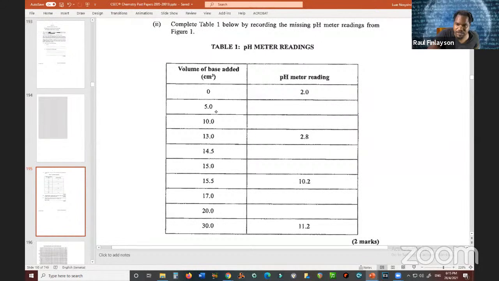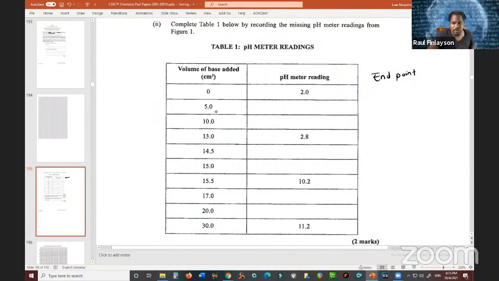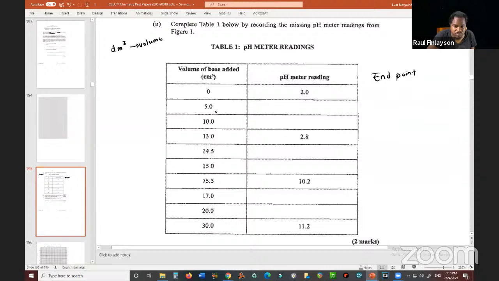All right. So then we have the pH reading here. So for every volume of base that is added to the acid, in that case, there is a pH reading. Now, this is where the term endpoint comes in. An endpoint is saying, well, all right, you add up to 30 centimeter cube. Now, we said that decimeter cube is the official unit for volume. However, let me show you this. CXC will give it to you in centimeters cubed most of the time. 9 out of 10 times it's going to be centimeters cubed.